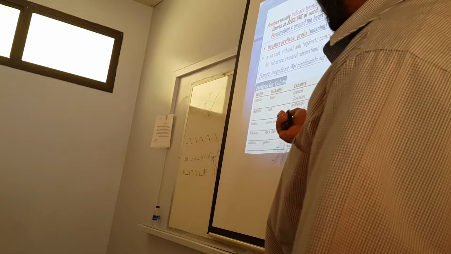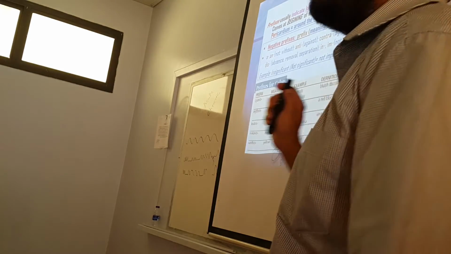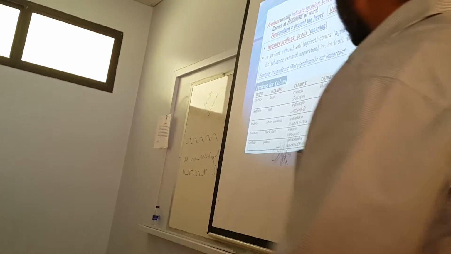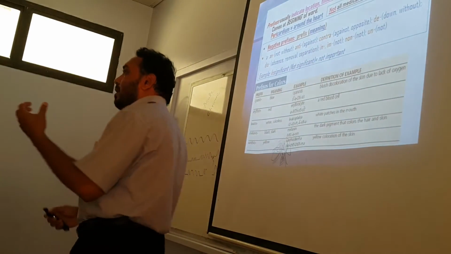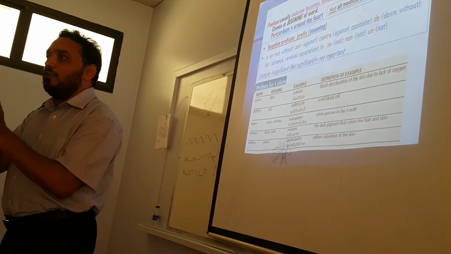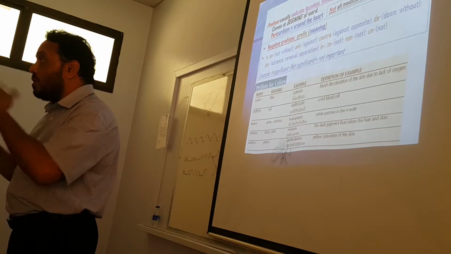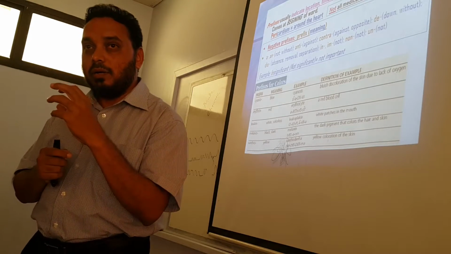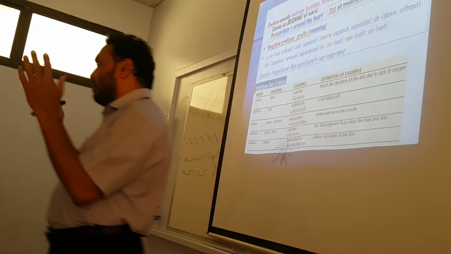Similarly, prefixes usually indicate location, time, number or status. Usually indicate what? Location, time, number or status. Now you know that a prefix comes at the beginning of a word. For example, pericardium. Where is it? It is around the heart. This is location. So peri is a prefix; peri is a word part used as a prefix. Peri means around. Perineurium, around the nerve. Perimysium, around the muscle fiber. Pericardium, around the heart.